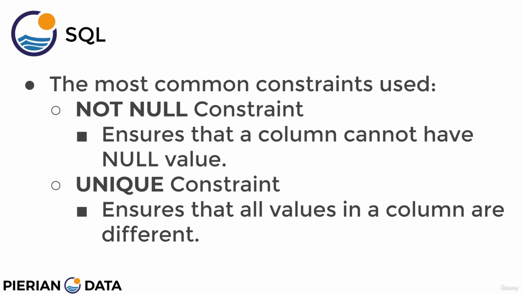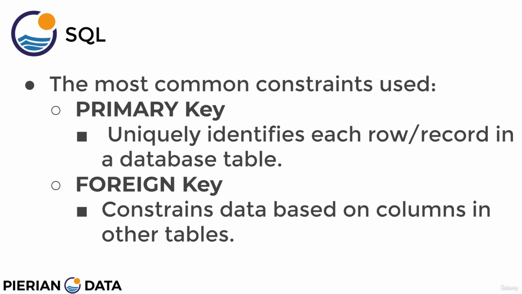Then another constraint that's really common is the unique constraint. This ensures that all values in a column are different. So a unique constraint could be used on something like a customer ID column because you want each customer ID to be unique. You wouldn't want to use a unique constraint on something like a first name column because people can definitely have the same first name. So unique, again, ensures all values in a column are distinct or different.